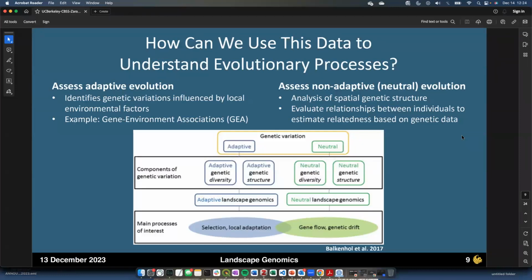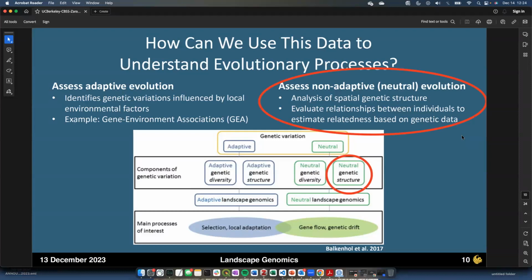This data can also be used to assess non-adaptive evolution. So looking at spatial genetic structure across a landscape and trying to assess how that relationship might be distributed amongst individuals, trying to get an idea about why that relationship might exist there and generating hypotheses to do that. But usually when you're designing any of these types of studies, one of the first things you're going to do is assess neutral evolution and the general structure of your populations before moving on to your adaptive approaches, where you're looking for outlier loci or using things like GEAs.